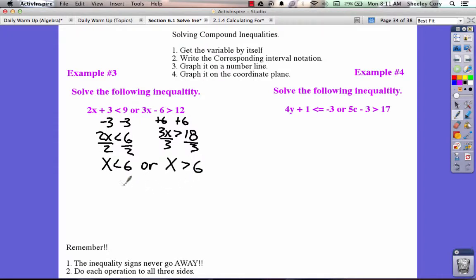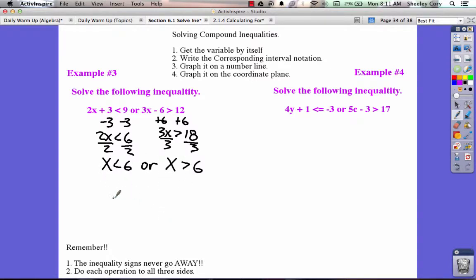Now you'll see why this is an or problem, because x has to be less than 6 or x has to be greater than 6. So it could either be numbers that are less than 6 or numbers that are greater than 6. So really the only number it can't be is 6. It can be any other number and you would satisfy this inequality.